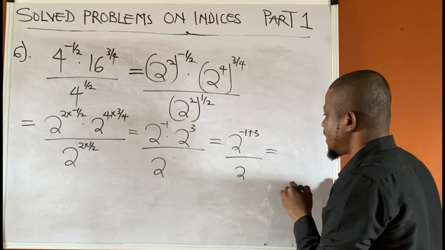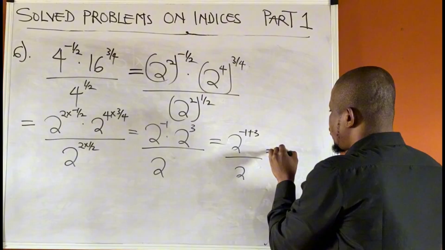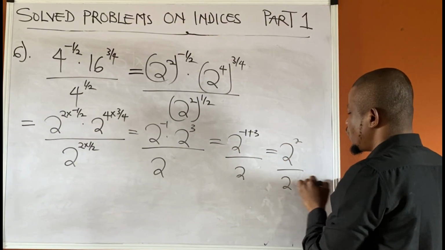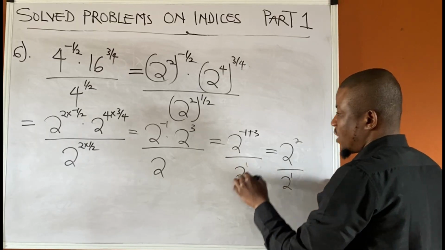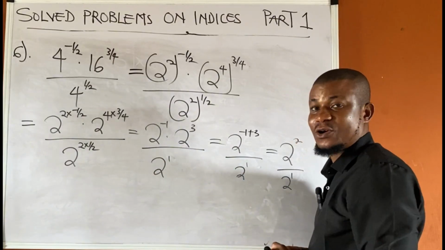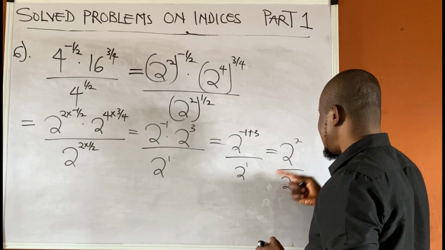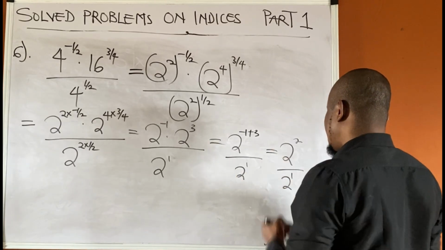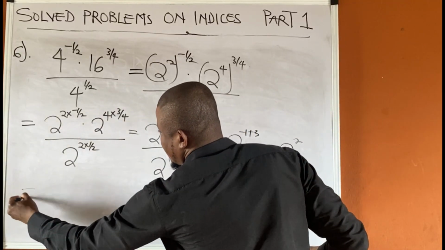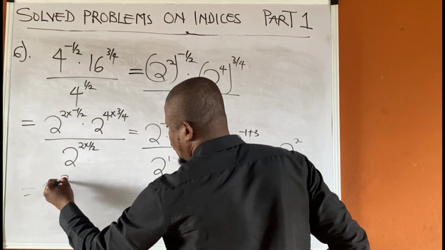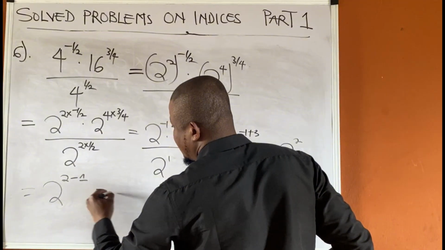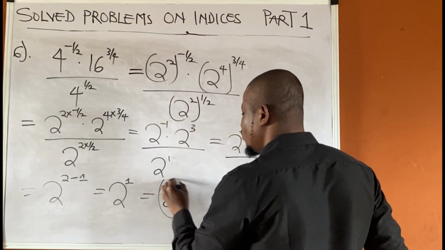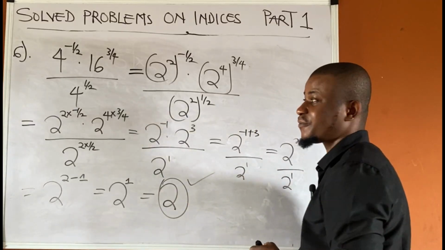And this is 2 to power 3 minus 1, which is 2, divided by 2. So let's just complete the laws here. This is division, the division law of indices. We say when you are dividing and they have the same base, you subtract the powers. So this is 2 to power 2 minus 1. And this is 2 to power 1, which is definitely 2. And this is our solution.